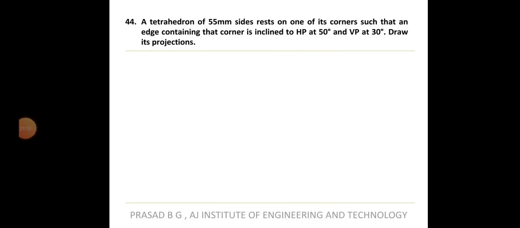Okay, so we'll take the next problem and the last problem in projection of solid. This is the last 16th problem that I'm doing, and this question is question number 14 on your question bank. Okay, so the question is like this: a tetrahedron of 55 mm sides rests on one of its corners such that an edge containing that corner is inclined at 50 degrees to HP and 30 degrees to VP. Draw its projections.